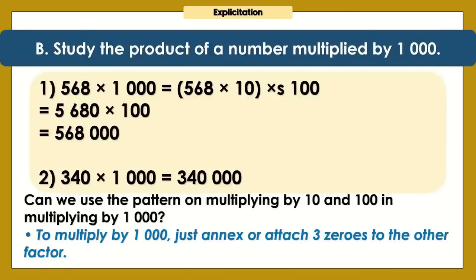Study the product of a number multiplied by 1,000. 568 times 1,000 equals 568 times 10 times 100, which is 5,680 times 100. The answer is 568,000. Number 2, 340 times 1,000 equals 340,000. Can we use the pattern on multiplying by 10 and 100 in multiplying by 1,000? To multiply by 1,000, just annex or attach 3 zeros to the other factor.